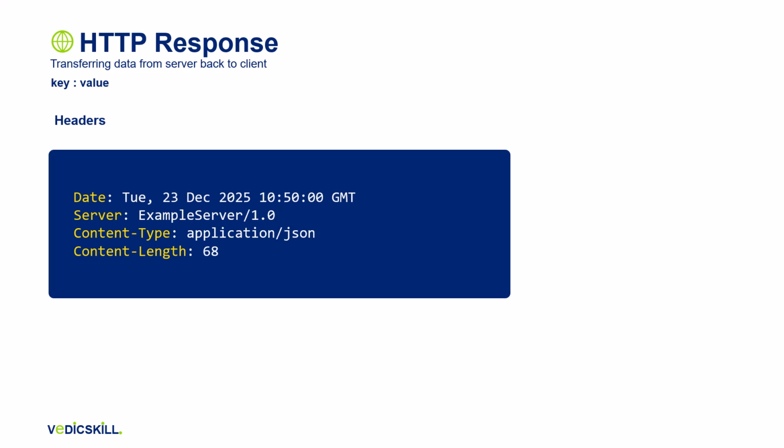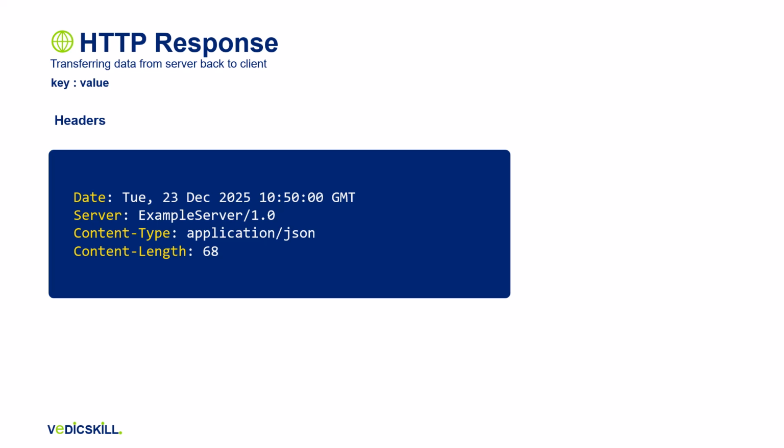The first one is a date, which tells you the date and time when the server generated the response. And next is the server. It identifies the software on the server. It could be Apache, Nginx, or any kind of custom app. It is often used for debugging and information in production. Some people hide the details for security reasons.